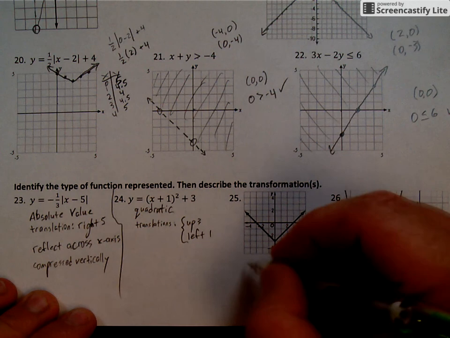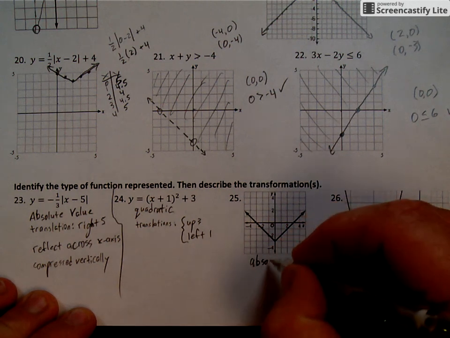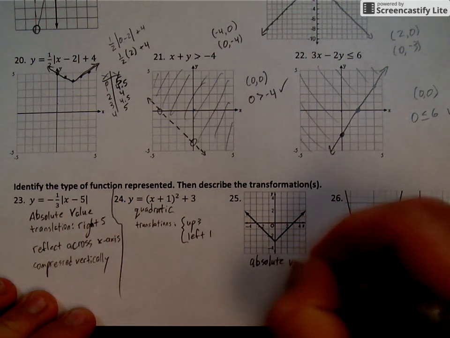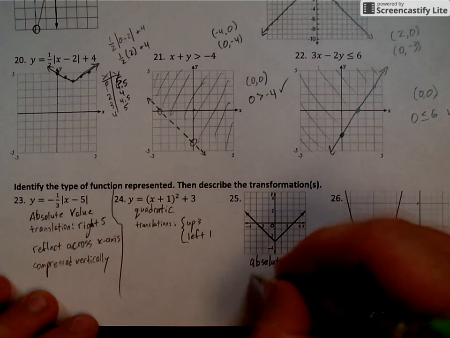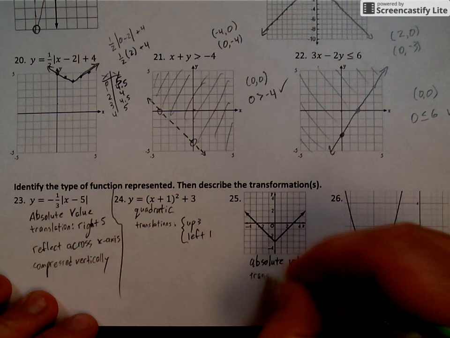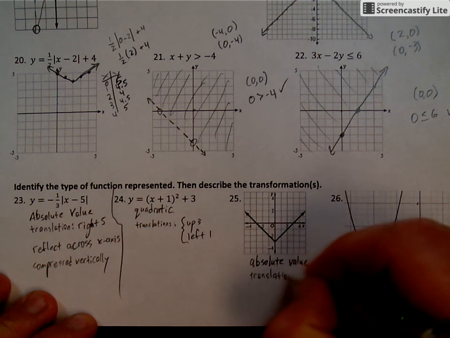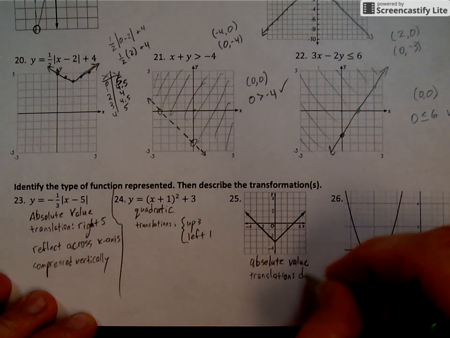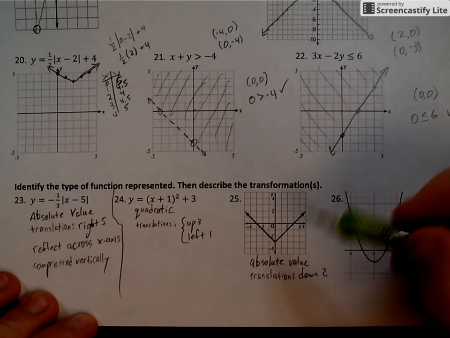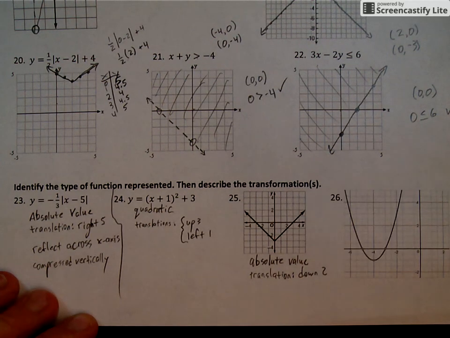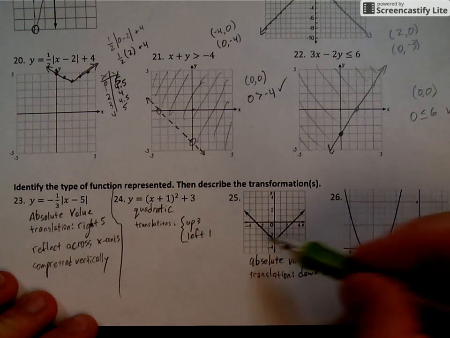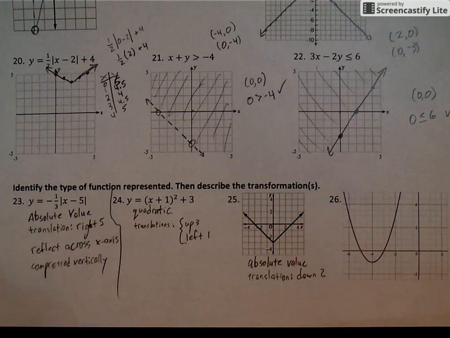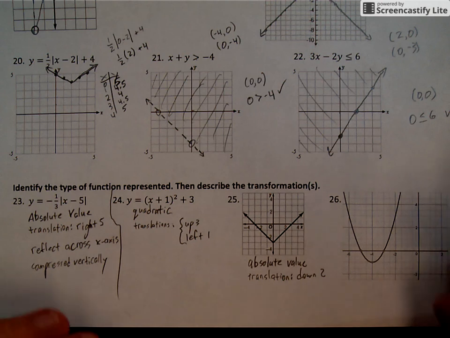Number 25, okay, I see in the picture it's absolute value. That's the type. Looks like it went down, so it's translated down 2. It didn't go left or right. And the slope, it's going up 1 over 1, so we don't have any sort of dilation. So we're good to go.